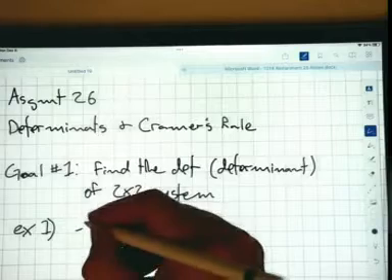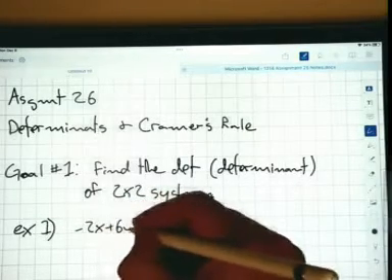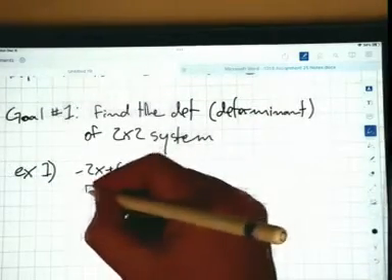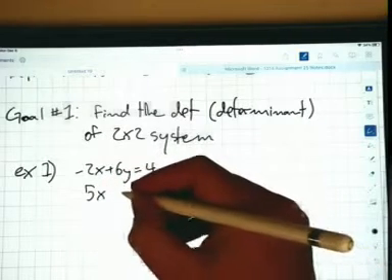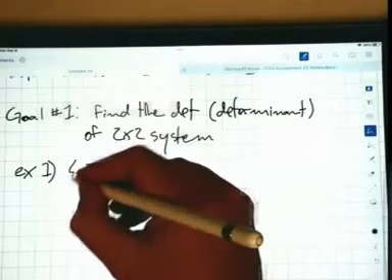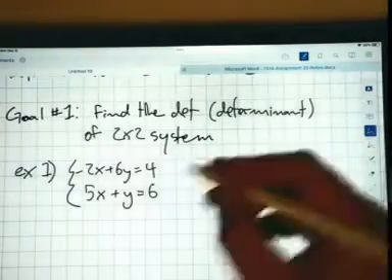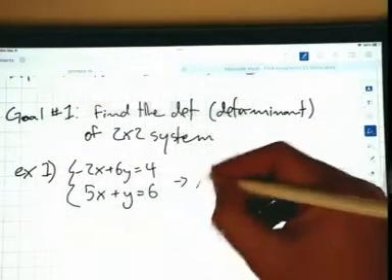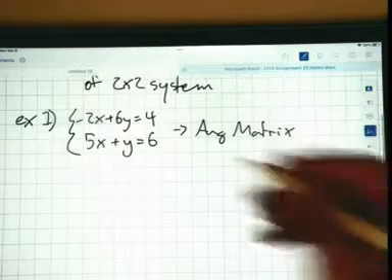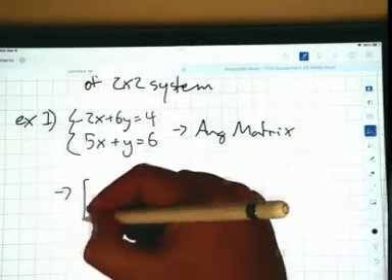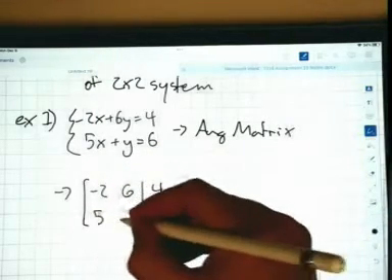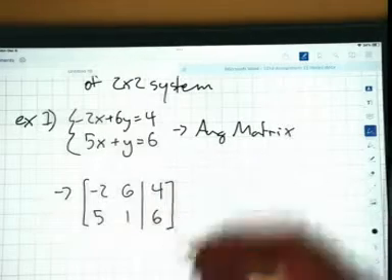Suppose that you have the system negative 2x plus 6y equal to 4, and the next equation, 5x plus y is equal to 6. So here's your system. The first thing that we want to do is get it into the augmented matrix. In terms of the augmented matrix, this looks like negative 2, 6, equals 4, and 5, 1, equals 6.